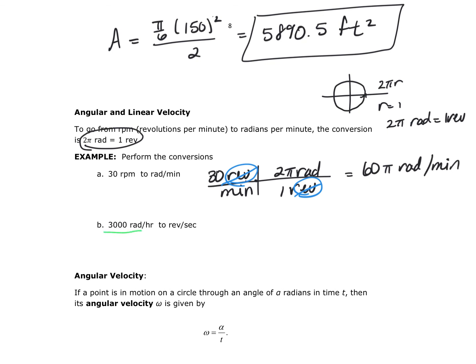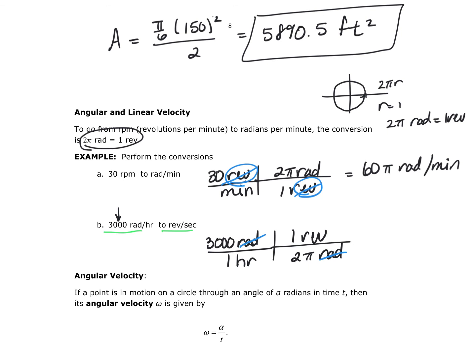This one's a little bit more involved because we have radians per hour, and I want to end up in revolutions per second. So I've got a couple of unit conversions that I have to do. So this number, notice, does not have pi. So somewhere embedded in there is a pi. So I have 3,000 radians over 1 hour. My first unity fraction is because I want to get rid of radians. I'm going to have 1 revolution is 2 pi radians. This will allow my radians to cancel. So I'm going to end up with revolutions.